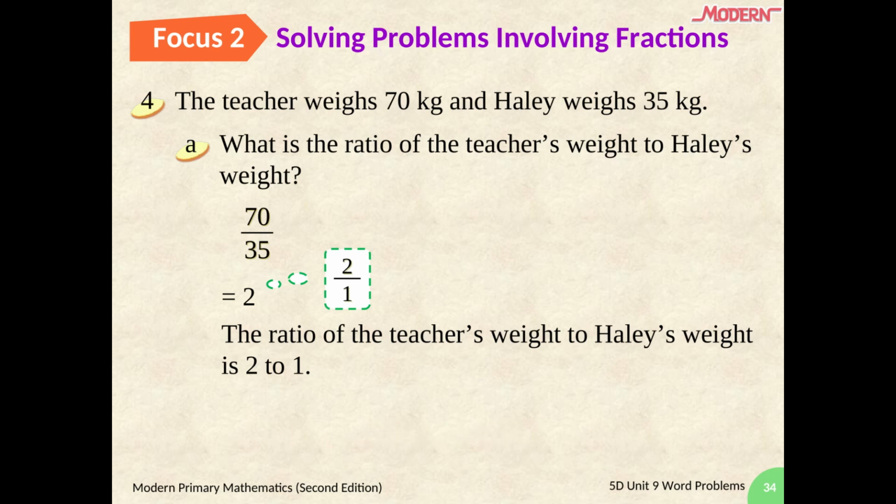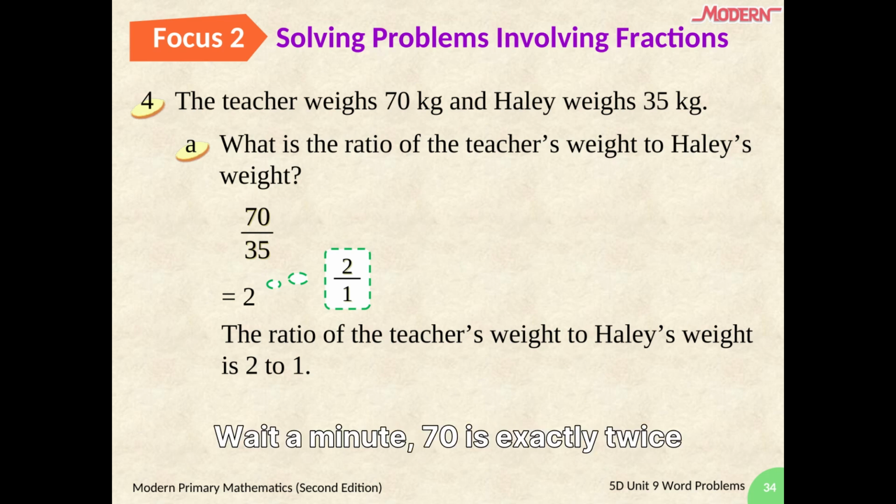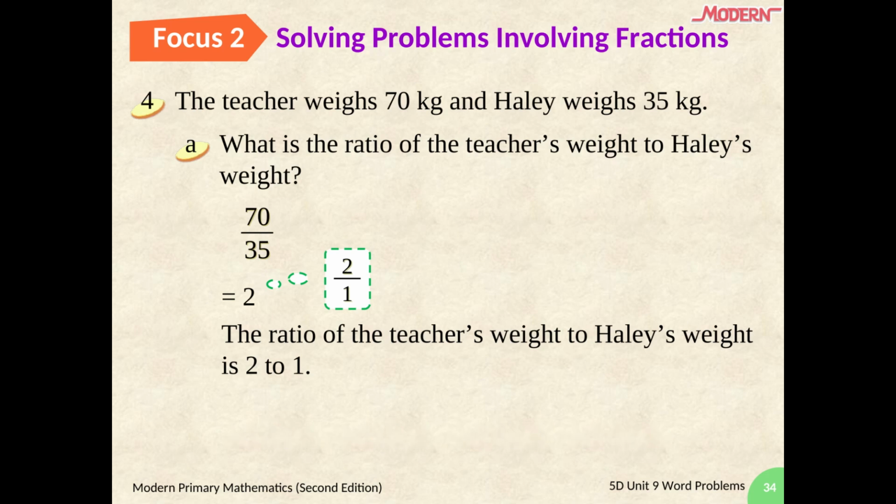70 over 35. Wait a minute, 70 is exactly twice 35. So the fraction simplifies to 2 over 1. This is a very strong relationship. Know how? A ratio of 2 to 1 means one is twice as heavy as the other. We often write it as just 2, but the 2 to 1 part is always hidden inside.